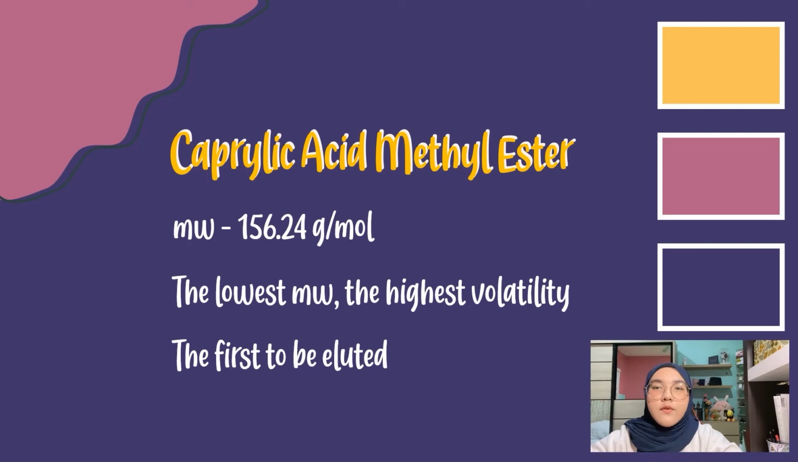Based on the molecular weight value that was listed in the table earlier, caprylic acid methyl ester has the smallest molecular weight value, which is 156.24 gram per mole. The smallest molecular weight value of caprylic acid methyl ester between the other fatty acid methyl ester chosen make its volatility the highest, and thus caprylic acid methyl ester is the first compound to be eluted.